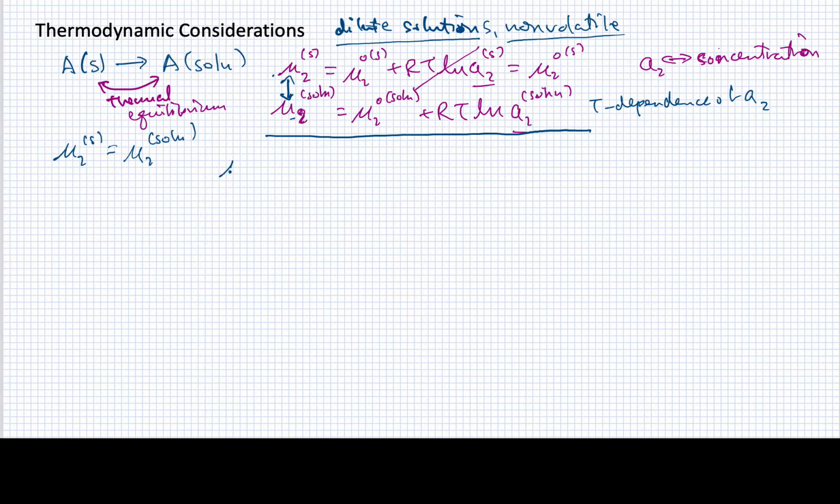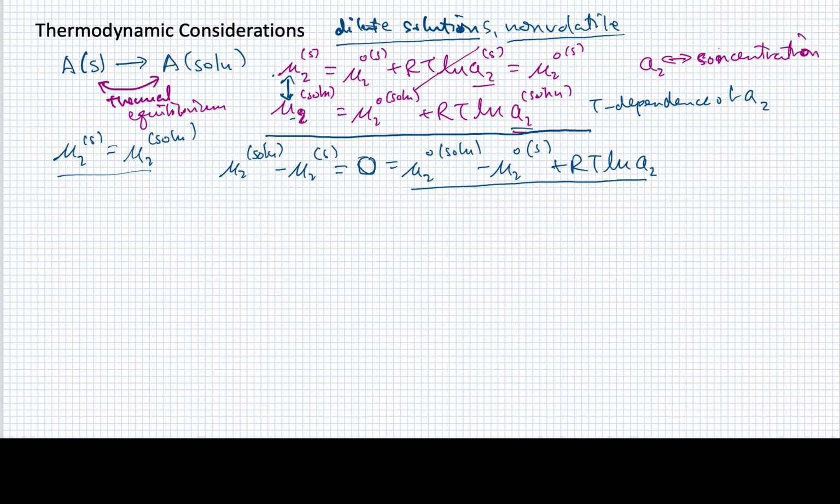So the bottom one, I'll have mu2 solution minus mu2 solid, which is just these two things, which we've agreed is 0 at thermal equilibrium. And then for the right-hand side, I'm going to have mu2 reference solution minus mu2 reference for solid plus RT log of A2. And I'm going to stop writing solution since the only activity we have here is the activity of the solution. All right, now if I were to rearrange this equation a little bit, I could basically capture the activity on one side. So I'm going to write this as log of the activity is equal to, and I'm going to move this stuff to the other side. I'll put a negative sign in front of it, mu2 0 solution minus mu2 0 solid divided by RT.